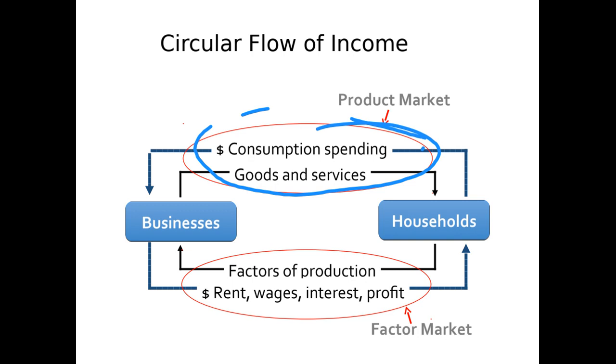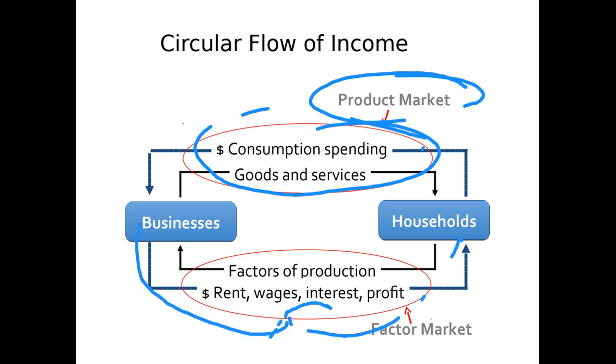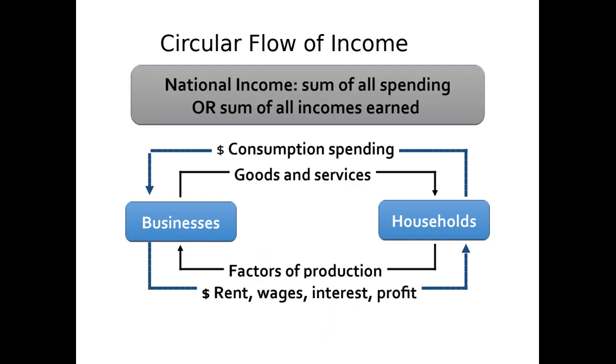Here, households are selling factors of production, businesses are buying factors of production. So basically, we are selling and buying factors of production, resources, inputs. This is called factor market. So I have now introduced two markets as well, product market and factor market. So I remove that from the diagram, and let's see this.